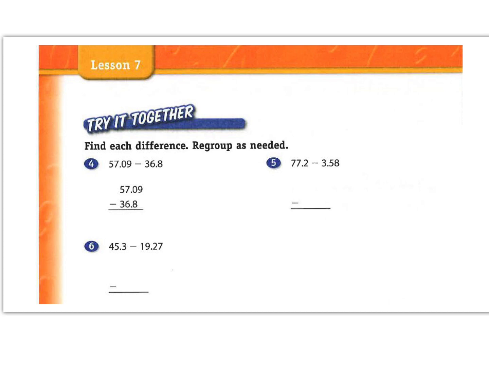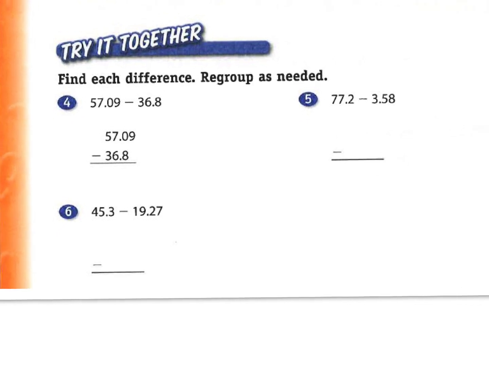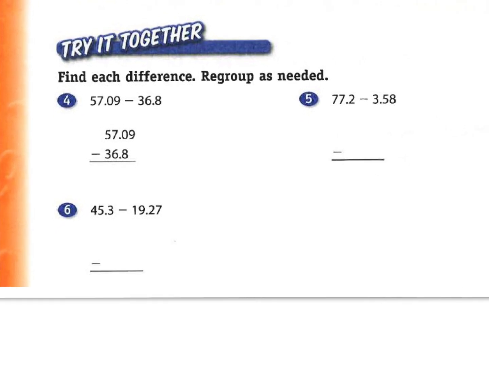This says find each difference and then regroup as needed. So when we do this, we have 57.09. We got to put a 0 here so that there are enough place values. Everything's lined up. 9 minus 0 is 9. Can't do 0 minus 8. Got to borrow from that 7. Make it a 6. To make that a 10. 10 minus 8 is 2. Bring down the decimal point. 6 minus 6 is 0. 5 minus 3 is 2.